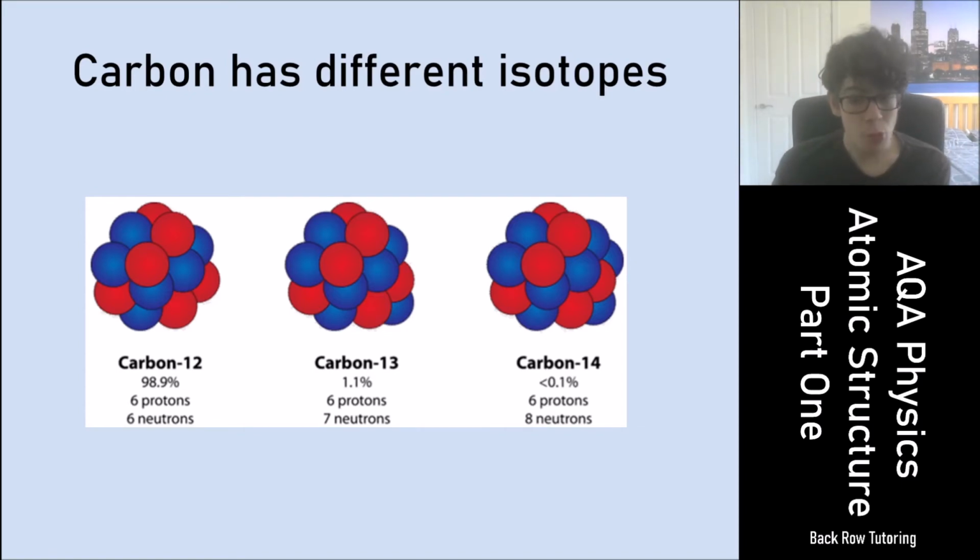Carbon-13 has 6 protons and 7 neutrons. Carbon-14 has 6 protons and 8 neutrons. So carbon-12, that's the mass number. The mass number is 12 because we have 6 plus 6. Carbon-13, that's 6 plus 7. And carbon-14, that's 6 plus 8.